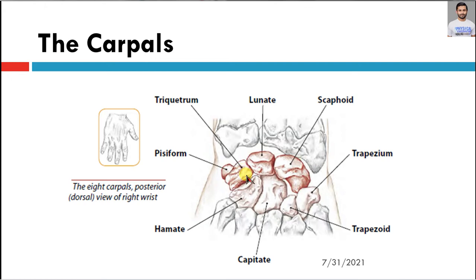Now there are 2 rows of carpals. The first one is called the proximal row and the second one is called the distal row. In the proximal row we can see the scaphoid, the lunate, and the triquetrum, and the pisiform is a small bone that sits on top of the triquetrum. Then we have trapezium, trapezoid, capitate, and hamate. So these are the 8 bones, and there's a mnemonic for it: She looks too pretty, try to catch her.